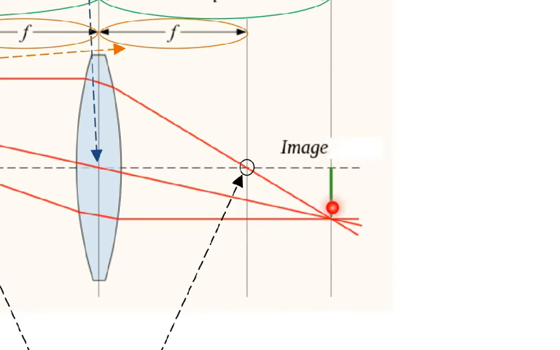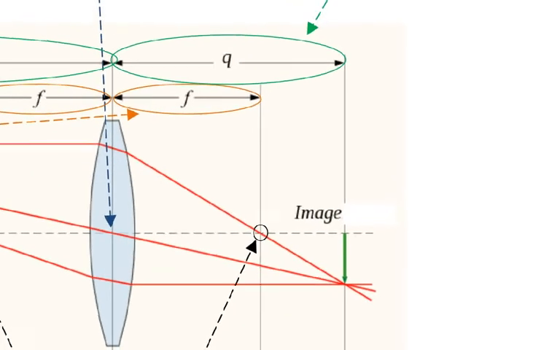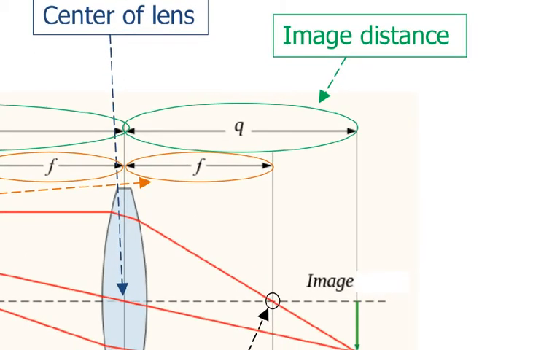If I stuck a screen here, just a piece of paper or a more official screen like a projector screen, right here I'd be able to see an image of the object. We'll talk a lot more about that later, but in any case, there's an image. And then of course, as you might guess, there's also the image distance, which is how far the image is from the central plane of the lens.